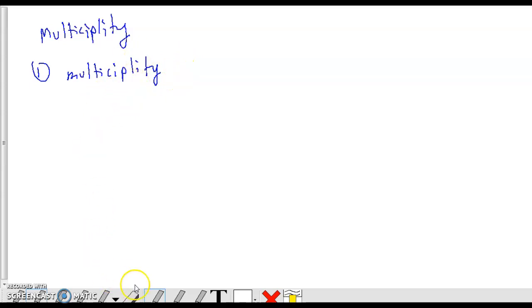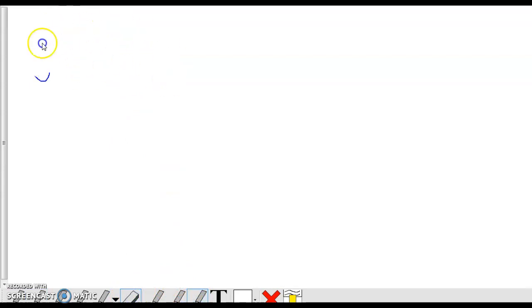Oh, I think I'm spelling multiplicity wrong. Hold on one second. Let me spell this one more time. Too big. Try this again. There we go. Small. Multiplicity.